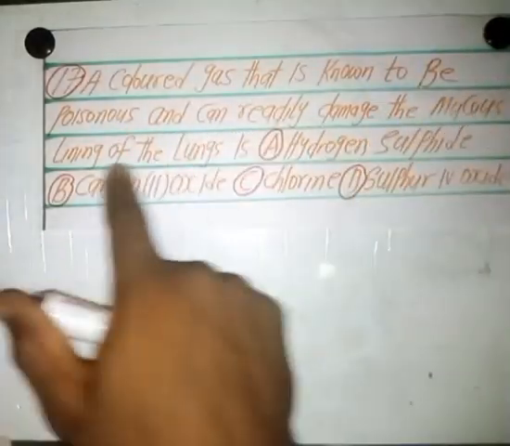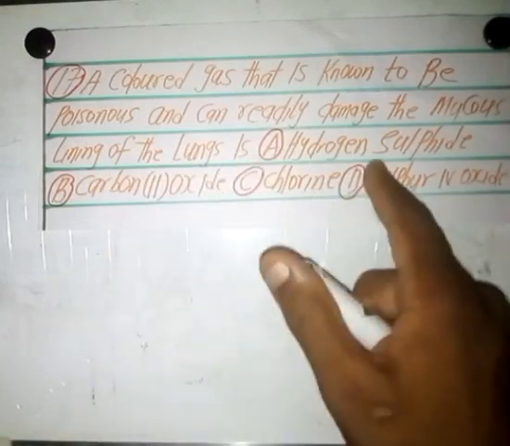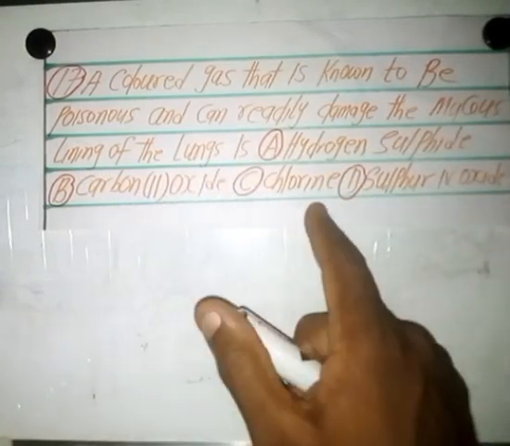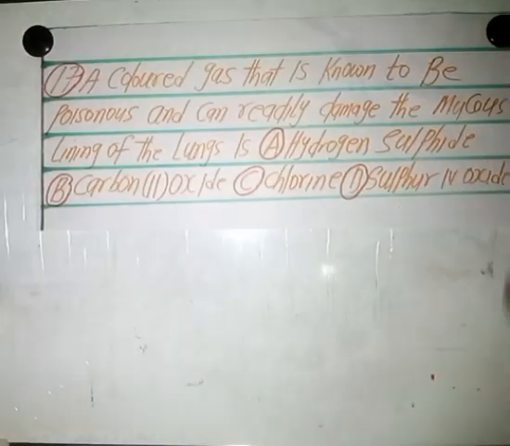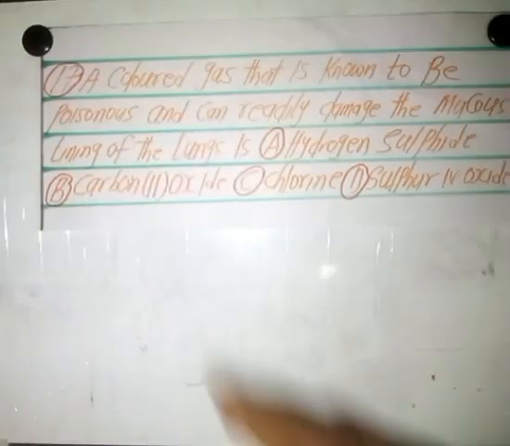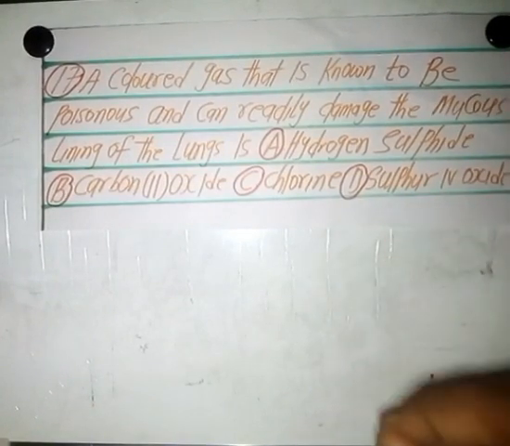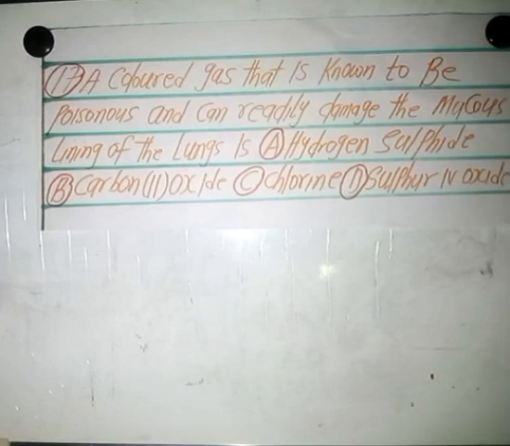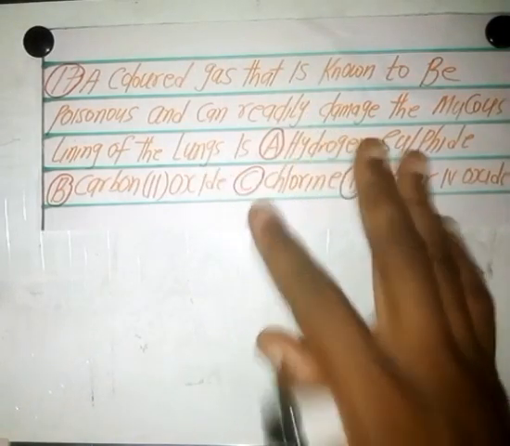A colored gas that is known to be poisonous and can readily damage the mucous lining of the lungs is: hydrogen sulfide, carbon dioxide, chlorine, sulfur oxide. You might not think much about this question. They said a colored gas, and in this question, it's only one gas that is colored, which is chlorine.